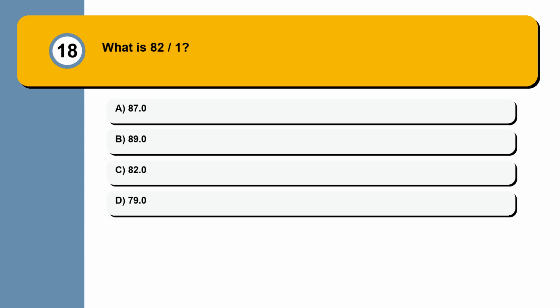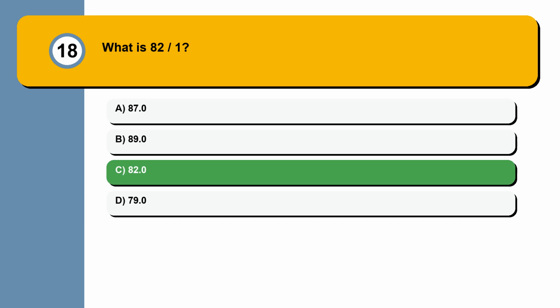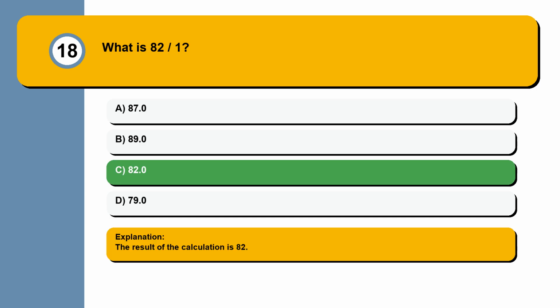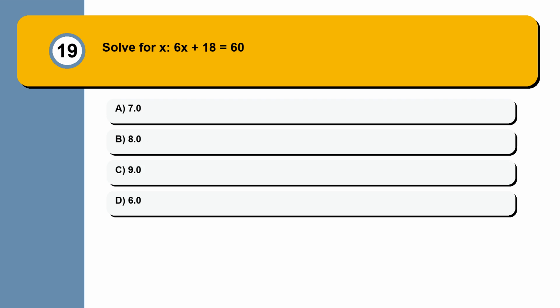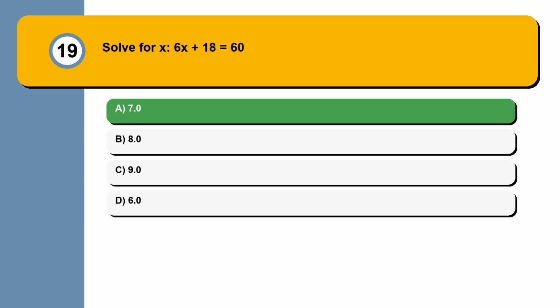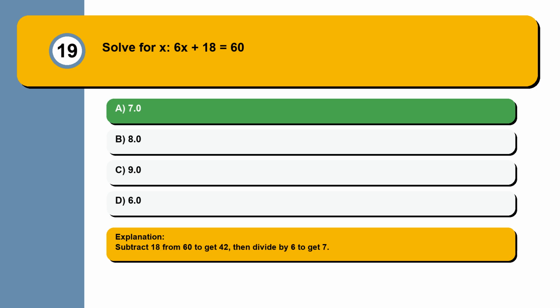Question 18. What is 82 divided by 1? Options: 87, 89, 82, 79. The result of the calculation is 82. Question 19. Solve for x. 6x plus 18 equals 60. Options: 7, 8, 9, 6. Subtract 18 from 60 to get 42, then divide by 6 to get 7.